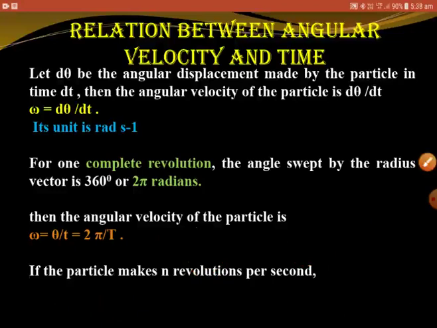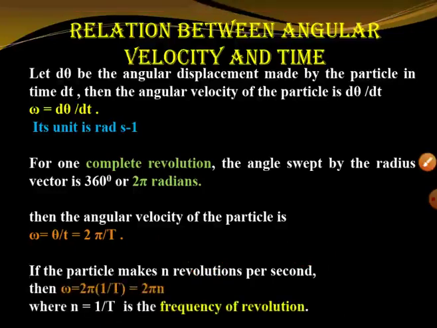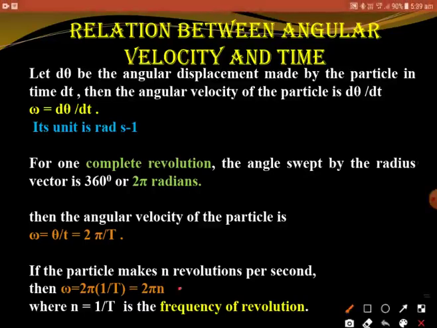Yes, it is given here as twice pi n. As I told you, nu and n are the same. Here n revolutions per second is given, so instead of nu you get twice pi n, where n is equal to 1 by t. Here n represents the number of revolutions per second, or you can express it as frequency also. Got it? Clear? Yes.